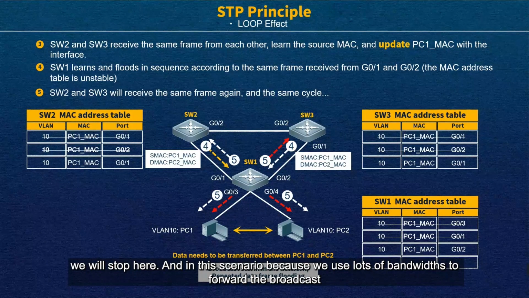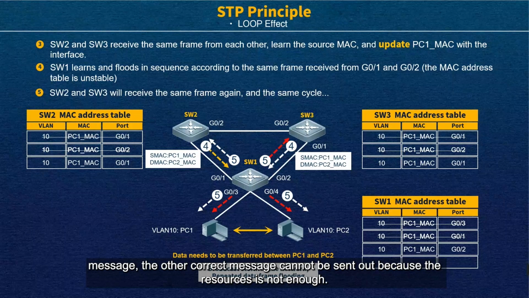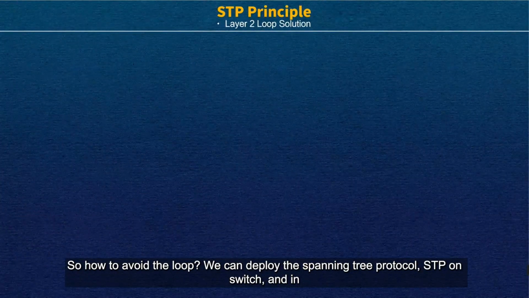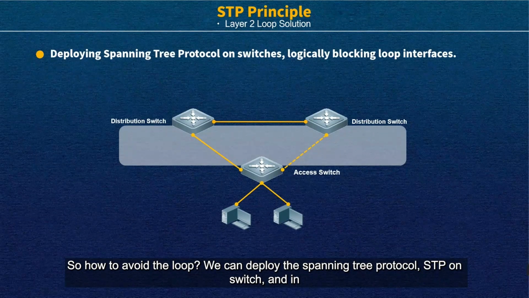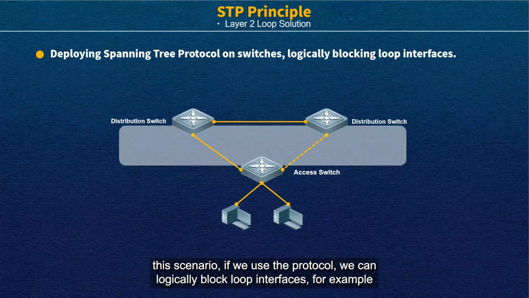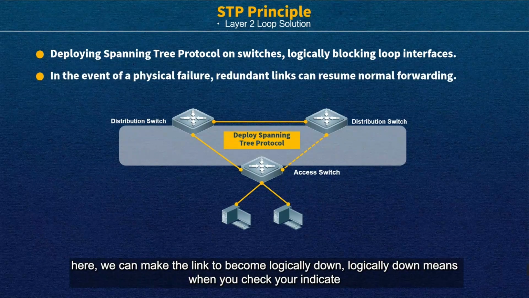And in this scenario, because we use lots of bandwidth to forward the broadcast message, the other correct messages cannot be sent out because the resources are not enough. So how to avoid the loop? We can deploy the spanning tree protocol, STP, on the switch. And if we use this protocol, we can logically block the loop interface. For example, here we can make the link become logically down.